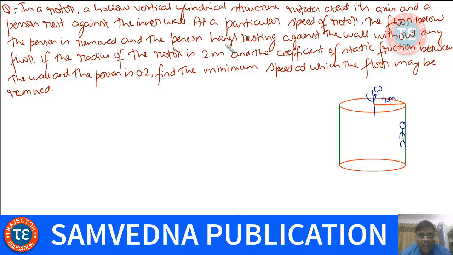And at a particular speed, the floor below the person is removed, and the person hangs resting against the wall. So when the person is hanging resting against the wall, he is not falling in the downward direction. So what's the free body diagram? Let me draw the free body diagram. So you have mg force acting, and you'll have a friction force, say F is the friction force, static friction, of course.